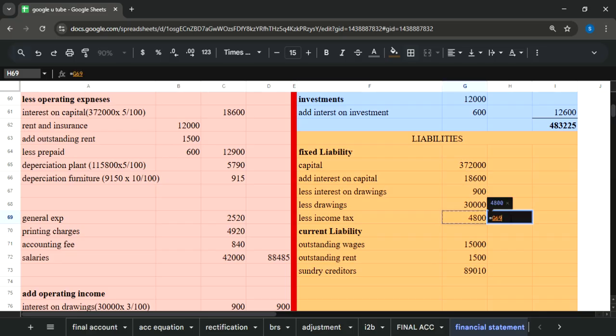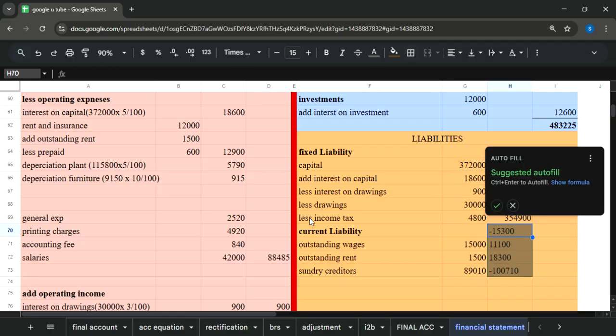Okay, let's begin. Liability side, 3 of 4 parts have been completed. Capital, then you will add interest on capital, then you will subtract interest on drawings, then you will subtract drawings, then you will subtract income tax. So here final amount of capital has been written.